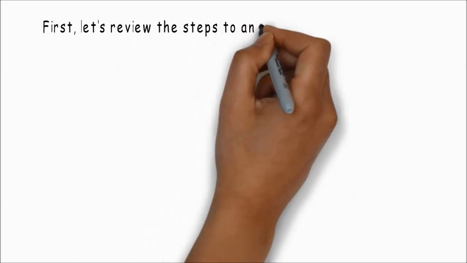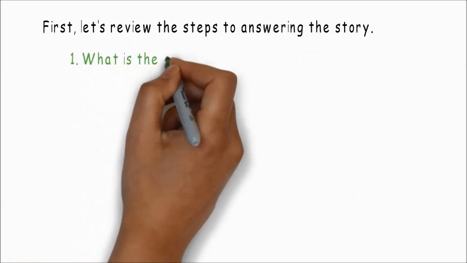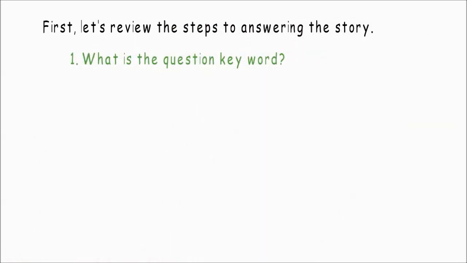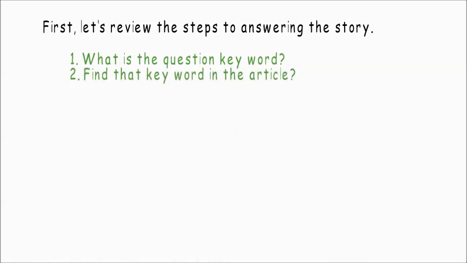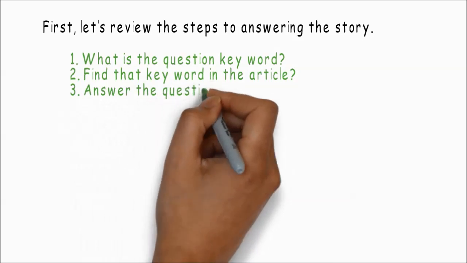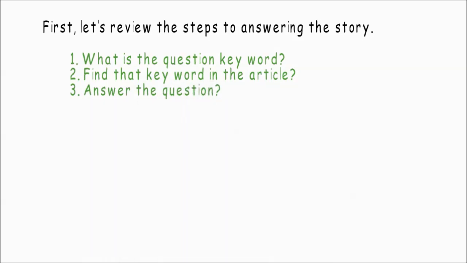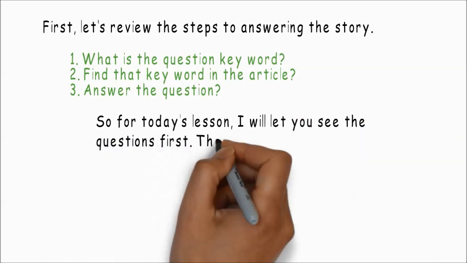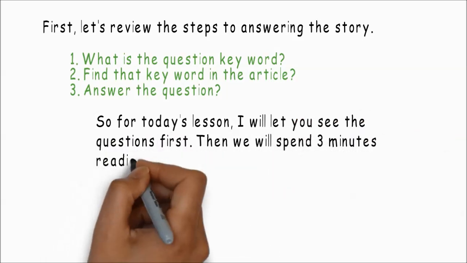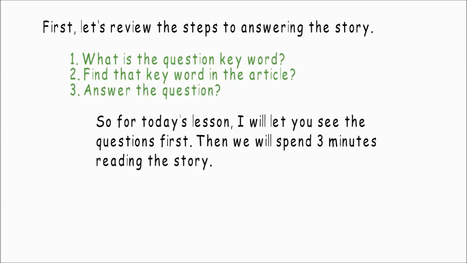First, let's review the steps to answering the story. 1. What is the question keyword or keywords? 2. Find that keyword in the article or story. And 3. Answer the question. So for today's lesson, I will let you see the questions first. Then we will spend 3 minutes reading the story.